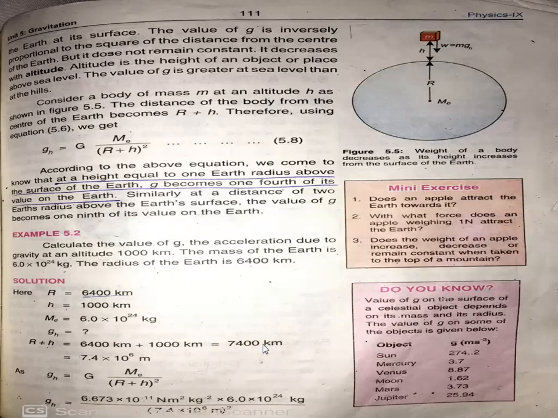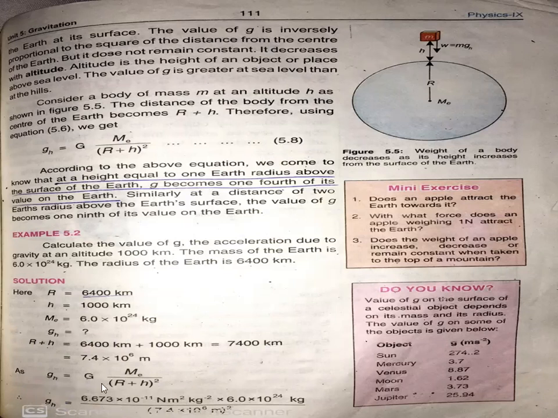Kilo means 1000, so 7400 multiplied by 1000 gives 7.4 into 10 to the power 6 meter. This we have converted into SI unit. Now, since I want to find out the value of g at a height of 1000 kilometers, I will write the same formula which we derived in equation 5.8. This equation 5.8 is on page number 111.